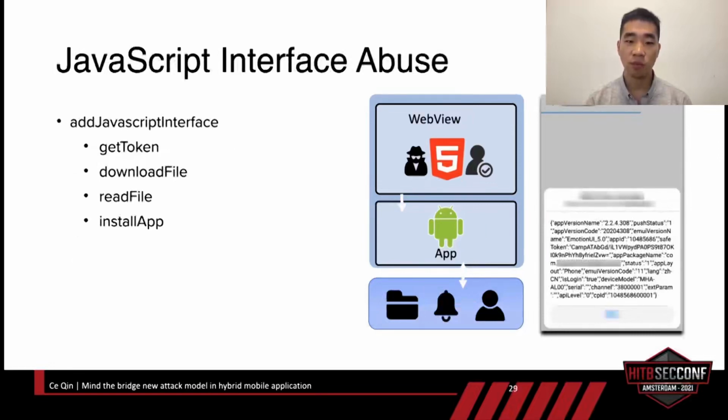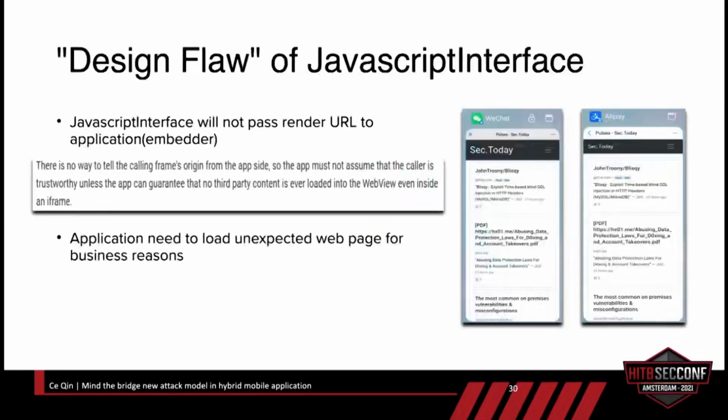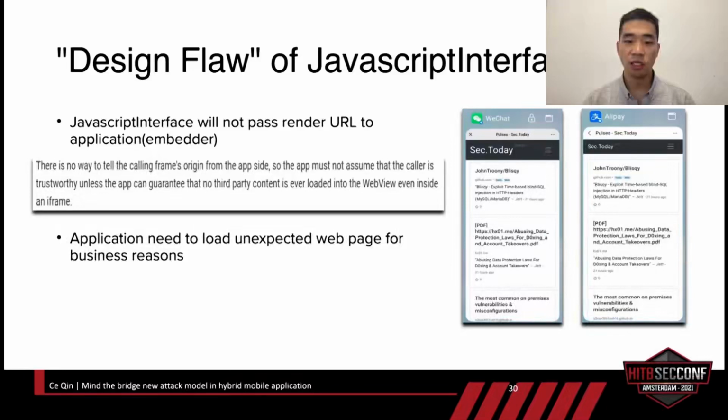However, the most common bridge problem is JavaScript interface abuse. Some app manufacturers prefer to implement a sensitive feature in a JavaScript interface. For example, get user token, access local file, install other apps, and others. Inject the supplied Java object into the WebView. The object is injected into all frames of the web page, including all the iframes, using the supplied name. This allows the Java object's methods to be accessed from JavaScript.